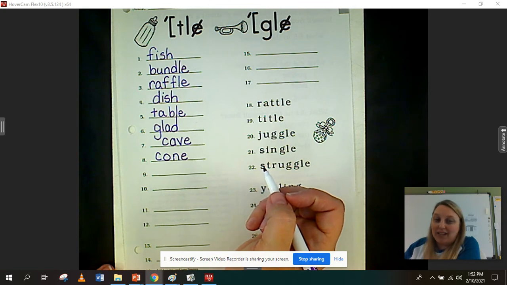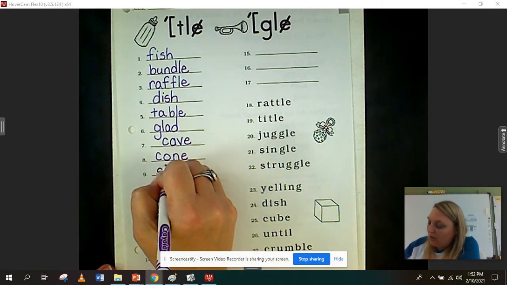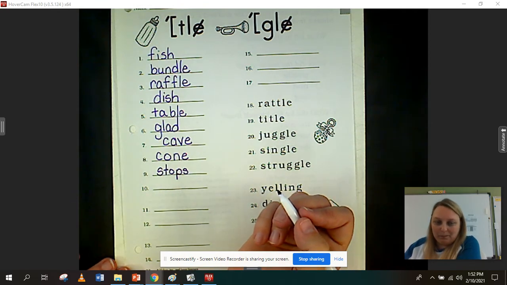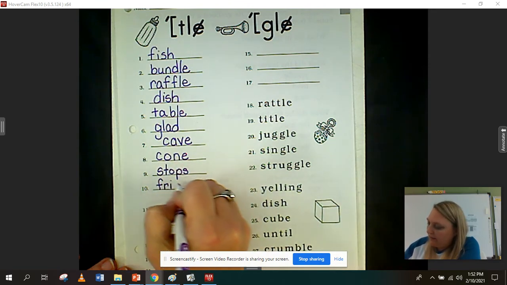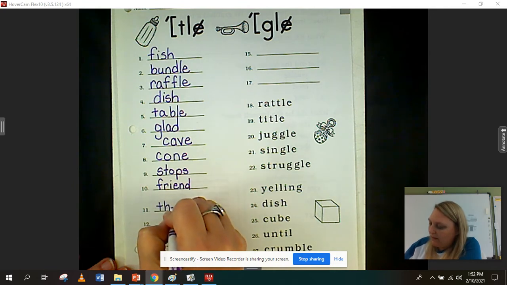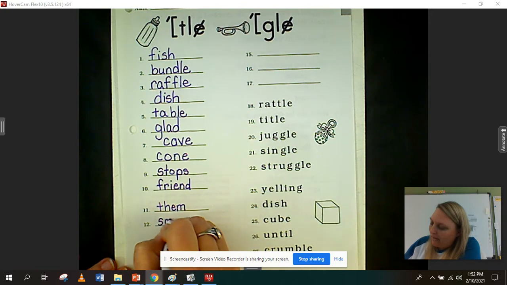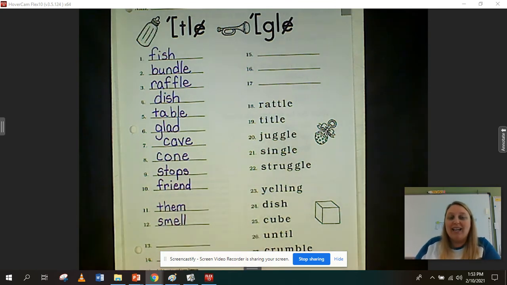All right, number 9 has a suffix on the end of it. Stops. So we can spell our root word, our base word, stop, and then we can add our suffix to the end of it. Stops. All right, and number 10 was one of our sight words, friend. Number 11 was a sight word, them. And the last one we wanted you to sound out, smell. Now, friend, did you remember the floss rule? If it ends with the L, we're going to double it. How did you do on those, friend? If you made a mistake, pause the video, go back and fix it. All right, we're going to keep cruising.